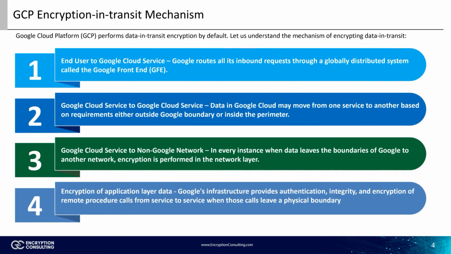All inbound requests to any Google Cloud service are always routed through a globally distributed system called the Google Frontend, or GFE. GFE is a very sophisticated system and has many different features. It terminates traffic for incoming HTTP, HTTPS, TCP, and TLS proxy traffic, provides DDoS attack countermeasures, and also routes and load balances traffic to the Google Cloud services themselves.